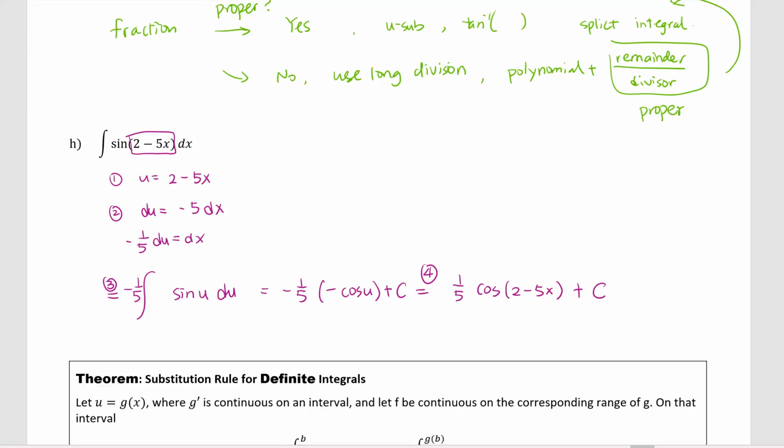Okay, in video part B, let's solve the integrals with definite integrals, with bounds. So we're supposed to get numbers, okay?